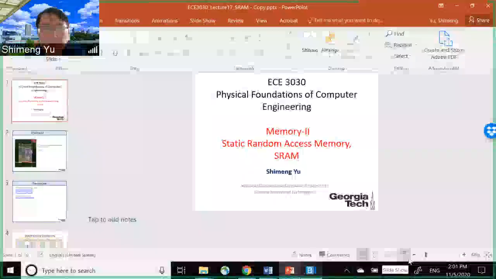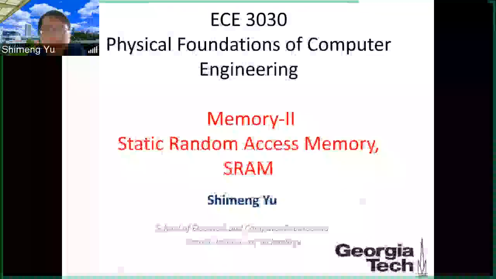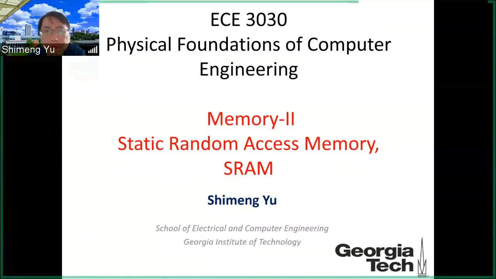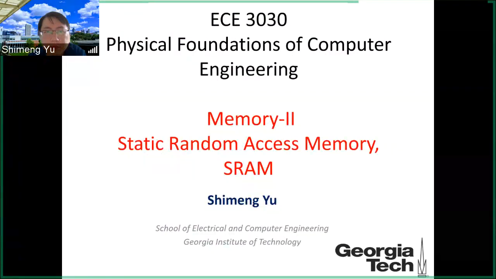Today we are going to continue our discussions on the memory subsystem. So in the previous lecture 16, we talked about the overview of the memory subsystem, including the memory hierarchy. And we say we have different technologies to serve on different levels of the hierarchy. And the closest level to the processor is the cache. And we say that cache is implemented by the SRAM, static random access memory. So today we are going to talk about the details of the memory cell, the SRAM memory cell.